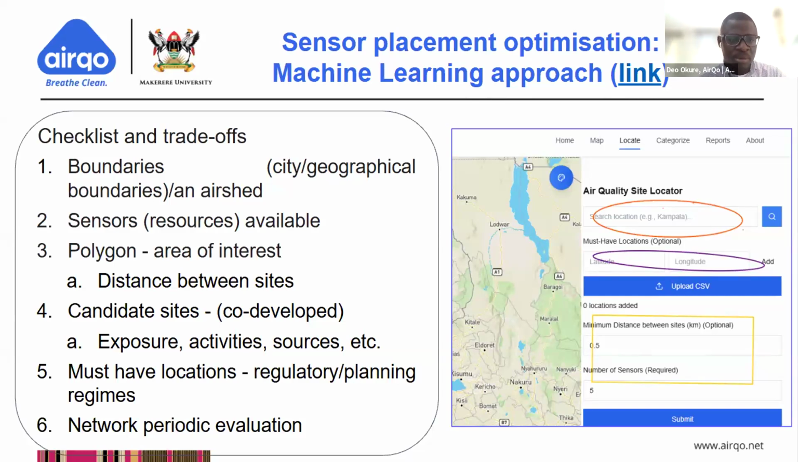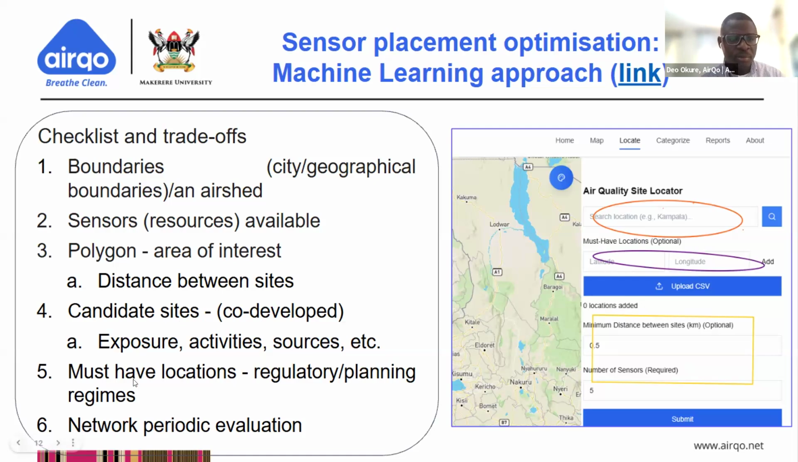But as a first step, map out the candidate sites, obviously with the considerations that Sofiya already shared about exposure, activities, the sources and so on. Those collectively would then allow us to develop the candidate sites for the sensor network.